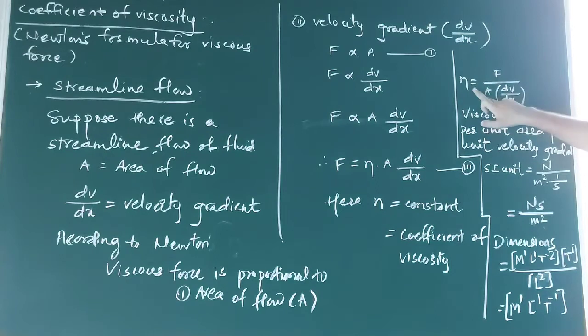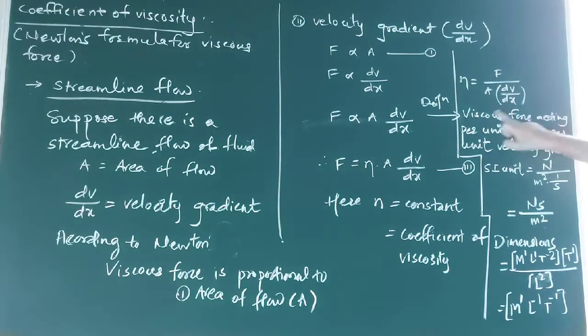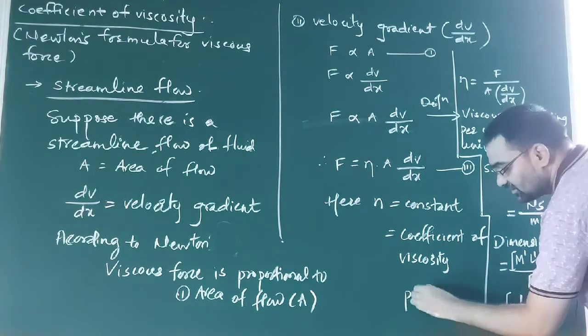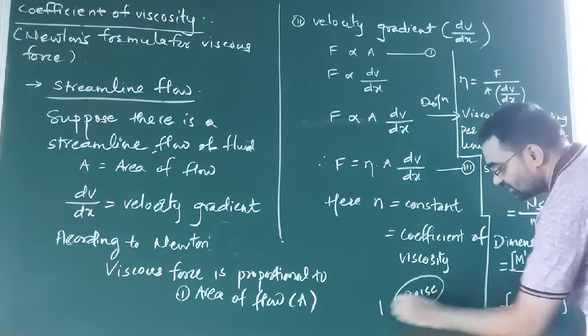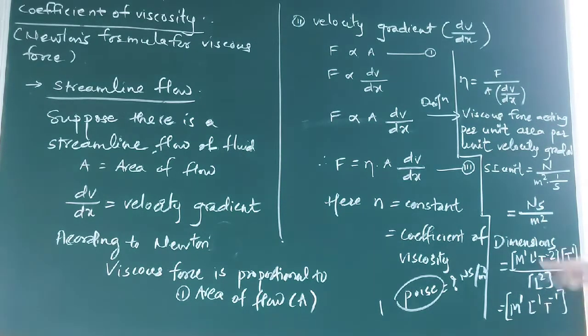From this equation number 3, I can get the formula for eta as F upon A into dV by dx. The definition is: viscous force acting per unit area per unit velocity gradient is called the coefficient of viscosity. The SI unit is Newton second per meter square. You have to find out the CGS unit. One more CGS unit is there, poise. We have to find out 1 poise equals how many Newton second per meter square. Use dimensions, you can easily find it out. Dimensions are M1, L minus 1, T minus 1.